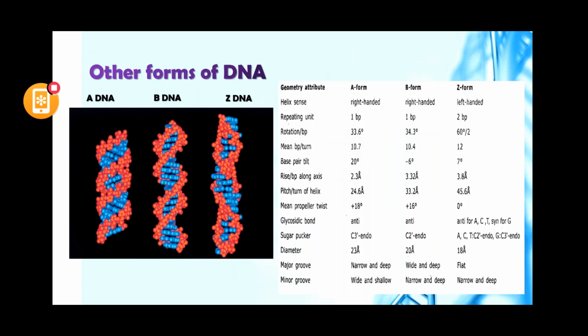Now, the different forms of DNA. What are the different forms of DNA? Whatever we have learned till now is the B form of DNA, which was explained by Watson and Crick based on Chargaff's rule and Rosalind Franklin's data. This type of DNA is found mostly in the cell, but in some cases, for a short period of time, there are two other forms of DNA which usually exist.